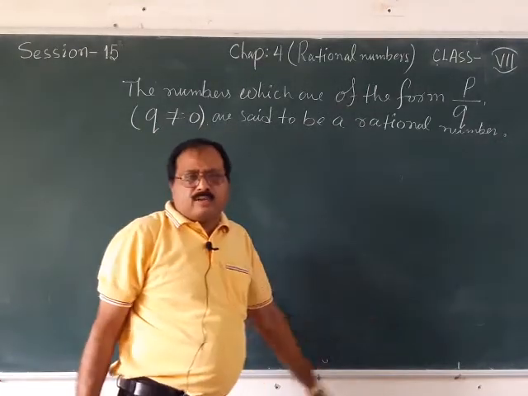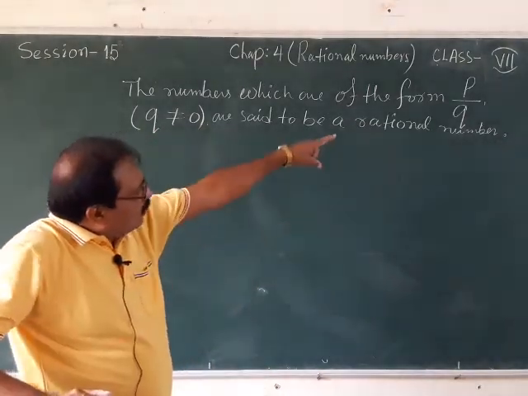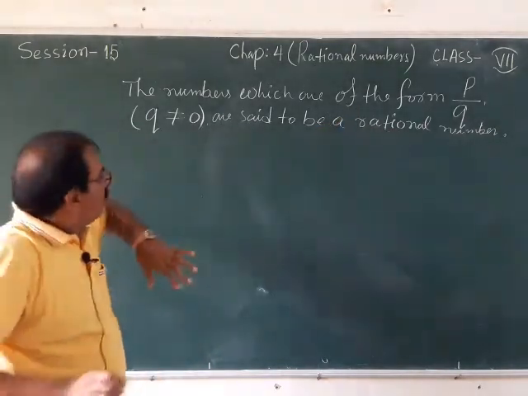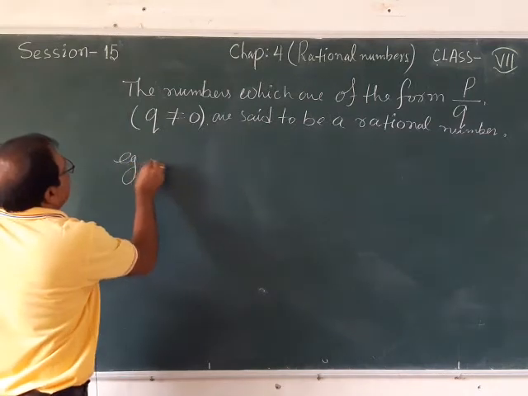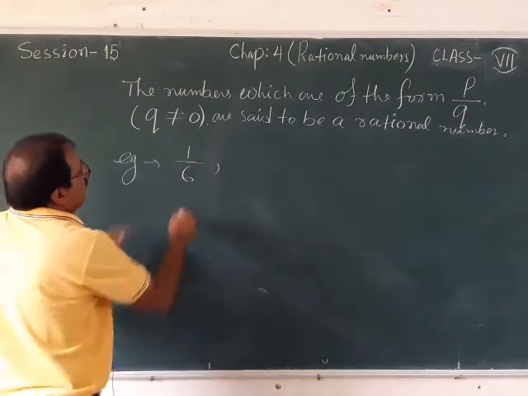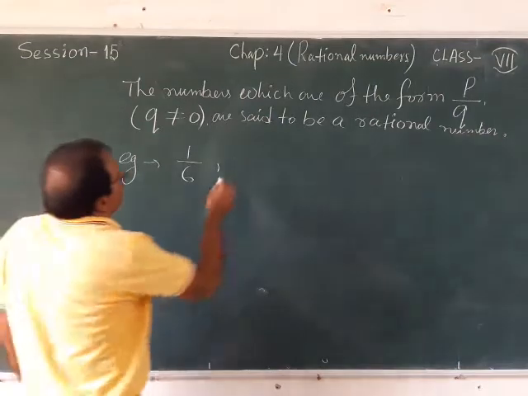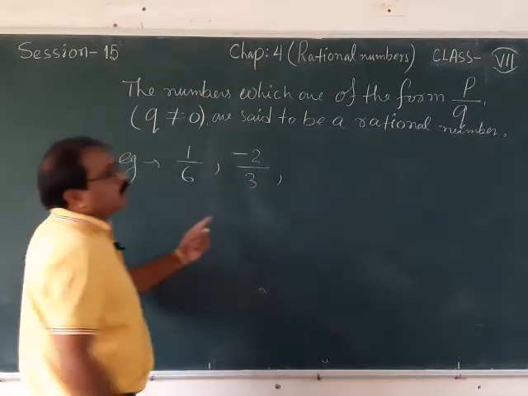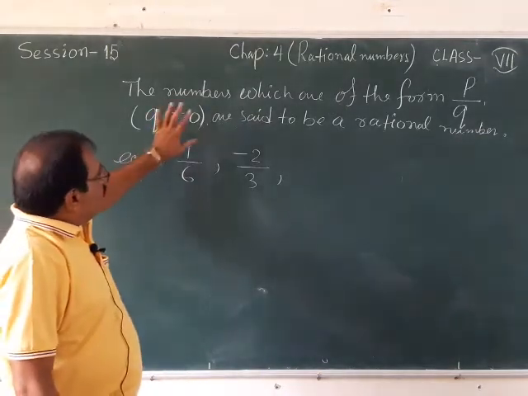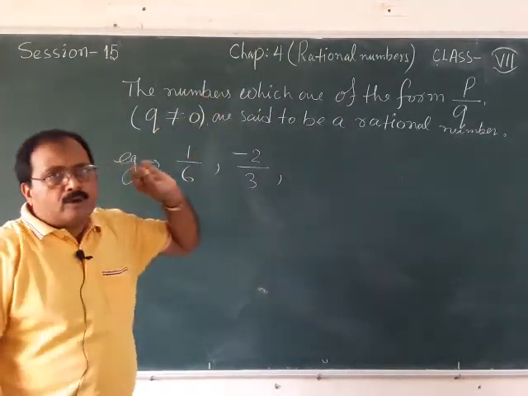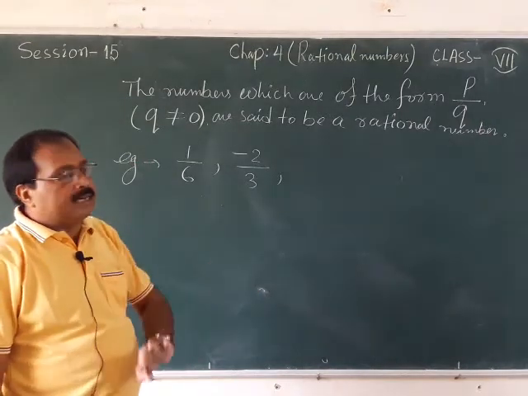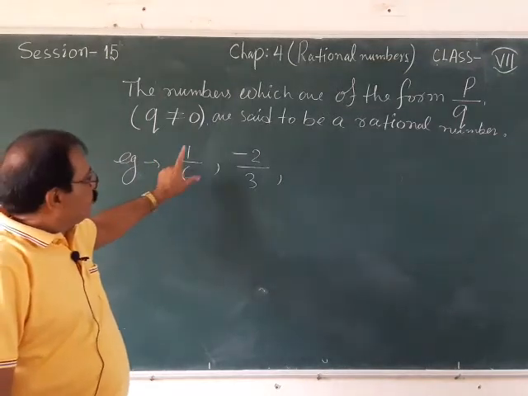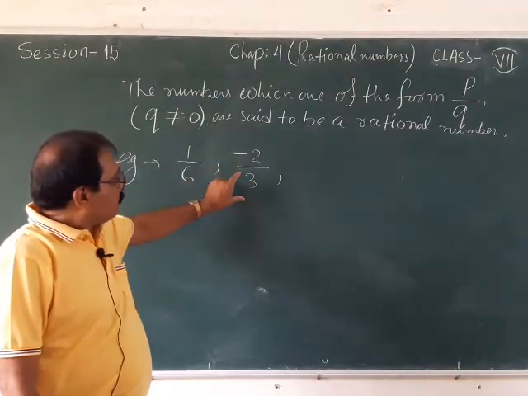That means if you can write a number where q should not be equal to 0, that means except 0. Suppose for example, if I am writing 1 upon 6, it is a rational number. If I am writing minus 2 upon 3, it is also a rational number. That means like a fraction, a rational number also has a numerator and denominator. Numerator is 1, denominator is 6; numerator is minus 2, denominator is 3.